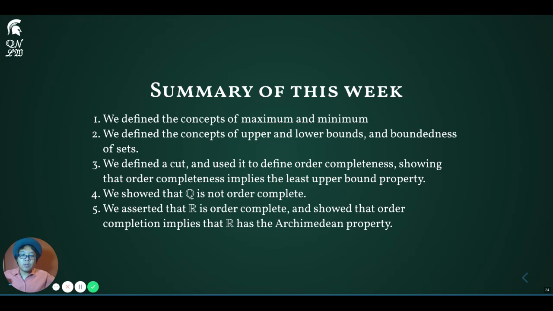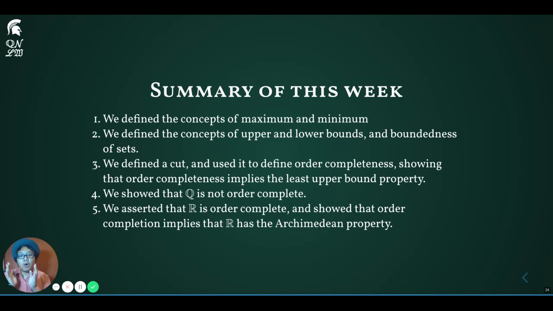Alright, that's the end of the lessons for this week. Before you go, here is a quick summary of what we learned. In Lecture 1, we defined the concepts of maximum and minimum. Key idea is that maximum and minimum only refer to elements of the set itself. This is in contrast to what we talked about in Lecture 2, upper and lower bounds. These numbers can belong to some exterior set and can only be spoken of meaningfully when discussing subsets of some larger set. In Lecture 3, we defined the abstract concept of a cut and used it to define order completeness.